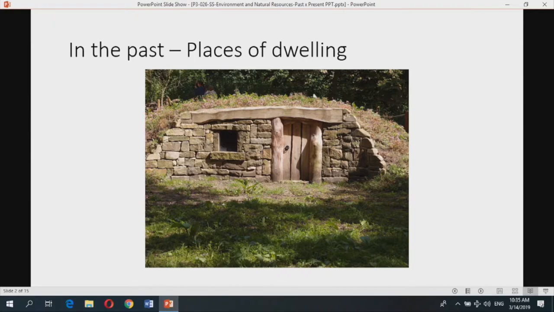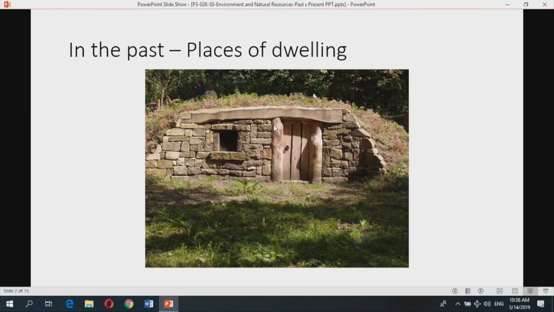In the past, places of dwelling. Places of dwelling. What does that mean? Places of dwelling. What do we think that means? Home. Excellent. Can you see how houses used to be in the past? Do we live in houses like this now? No. These are how people used to live in the past.